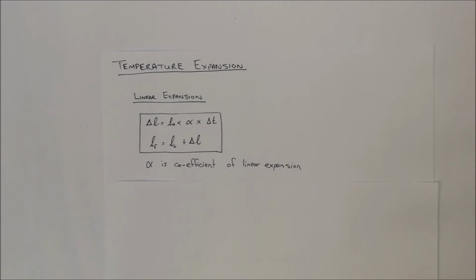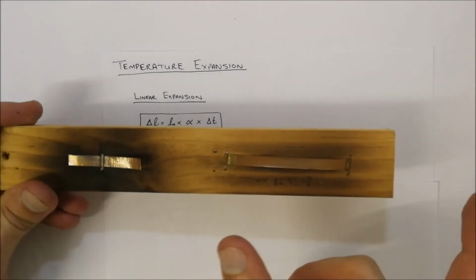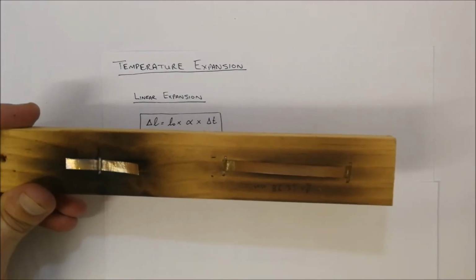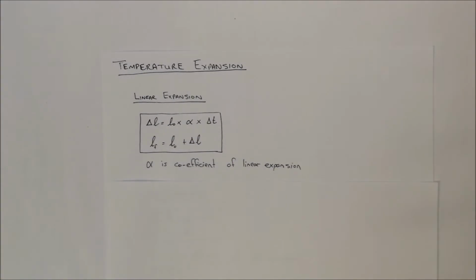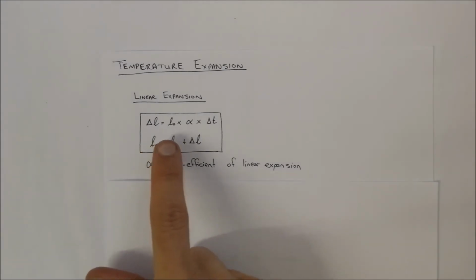Okay, so let's start with linear expansion. As with the example that we've done, when you look at this piece of material and it expands in and out depending on the temperature and the heat on it, that's known as linear expansion. There are a few formulas that you need to be aware of that are important to know. Specifically for linear expansion, the first one we're looking at is delta L is equal to the original length.